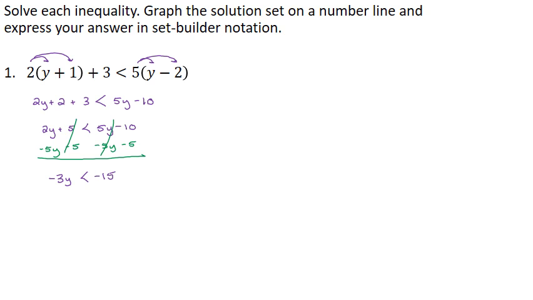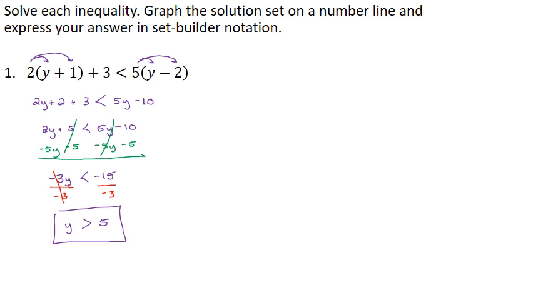And here is the kicker. Any time that you have to divide by a negative number, and this only applies to negatives as we are seeing here, you must flip-flop your inequality. So in this case, I have to say that now y is greater than negative 15 over negative 3, which is 5. This is your set builder notation. That's all you have to do.